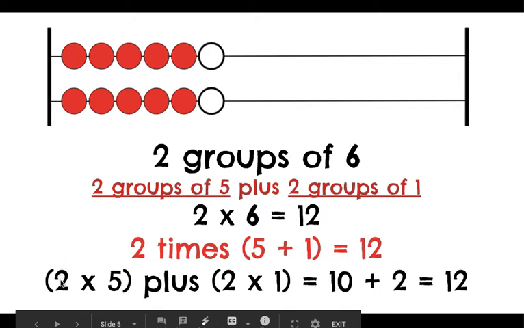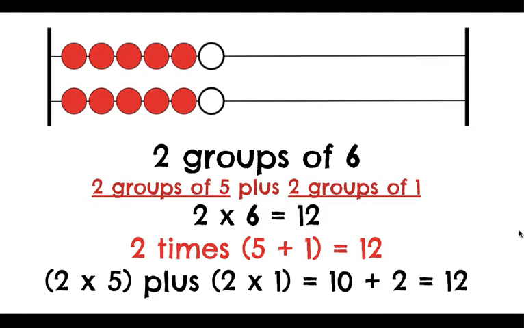I could also write it as 2 times 5, 2 groups of 5, plus 2 times 1, which will give me a 10, plus 2, which will give me 12. Let's see if you could try that with the next set.